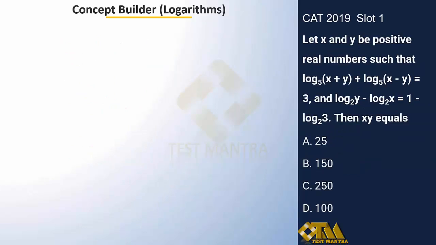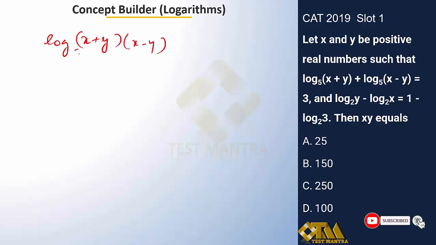Right, let's take the next one. Let x and y be the positive real numbers, so that log x plus y to the base 5 plus log x minus y to the base 5. So I can directly represent this one as log x plus y into x minus y to the base 5, which is nothing but log x square minus y square to the base 5, and this value is equal to 3.